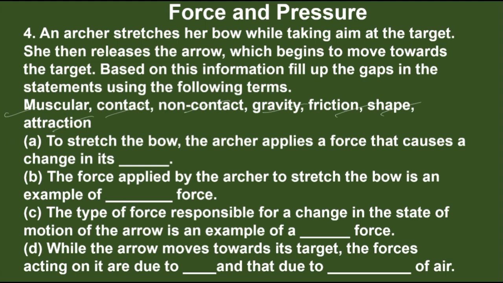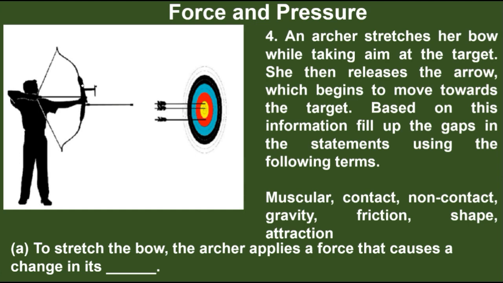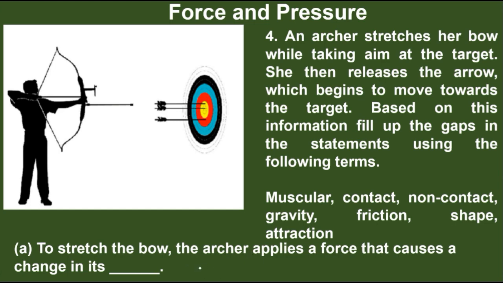Now you have to pick up these words and fill in the blanks. Visualize this problem properly. We have seen this archer stretching and changing the shape of the bow. To stretch the bow, the archer applies force that causes change in its what? What happens to the bow? The bow has changed in its shape. This question is over, and the answer is change of shape. We'll go for the next question.